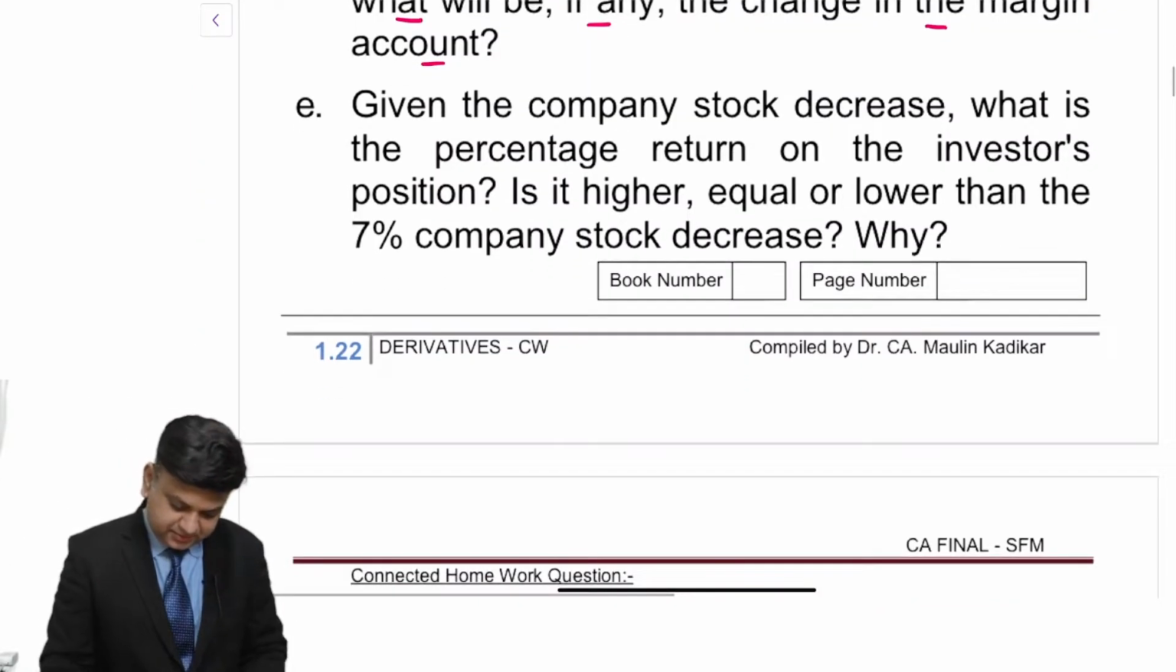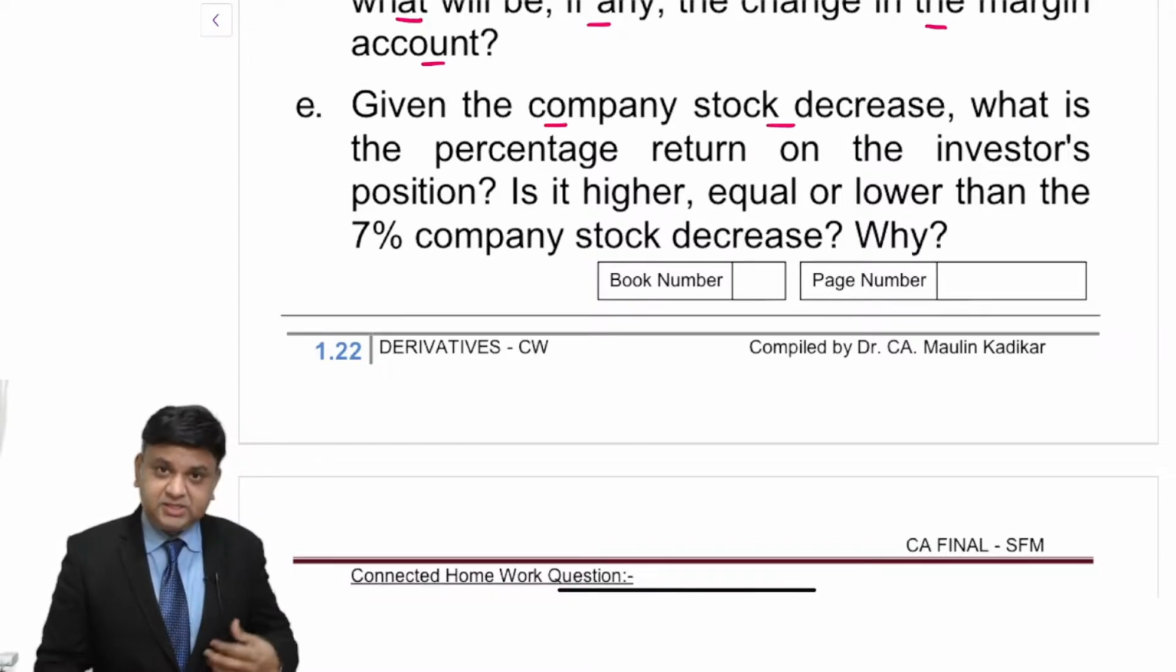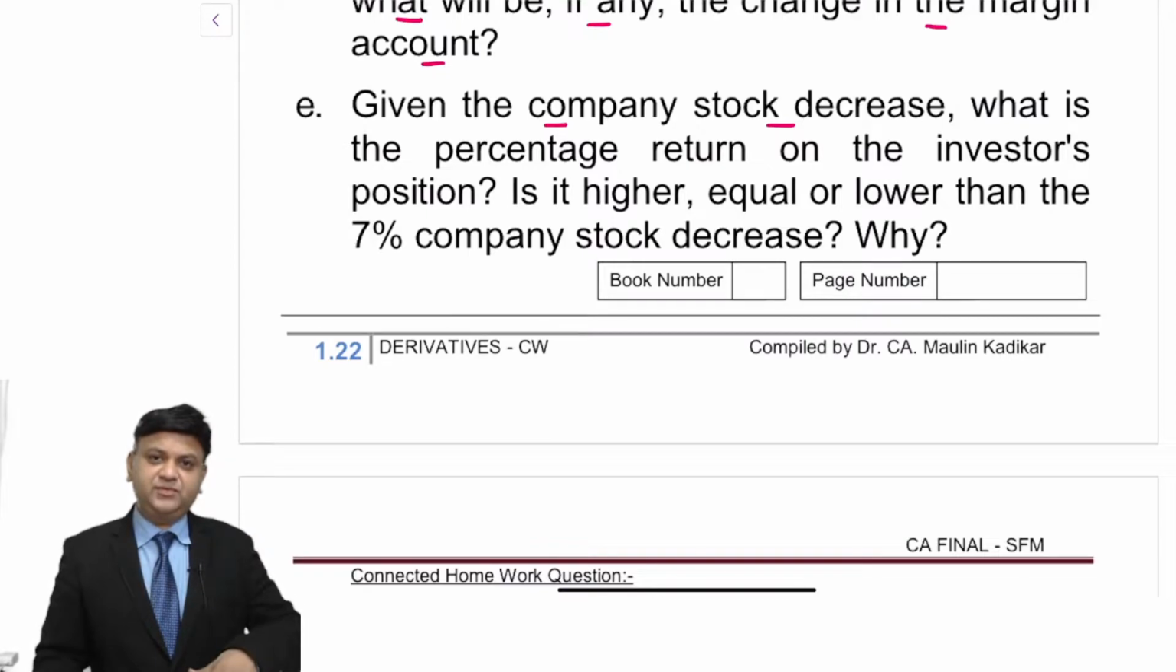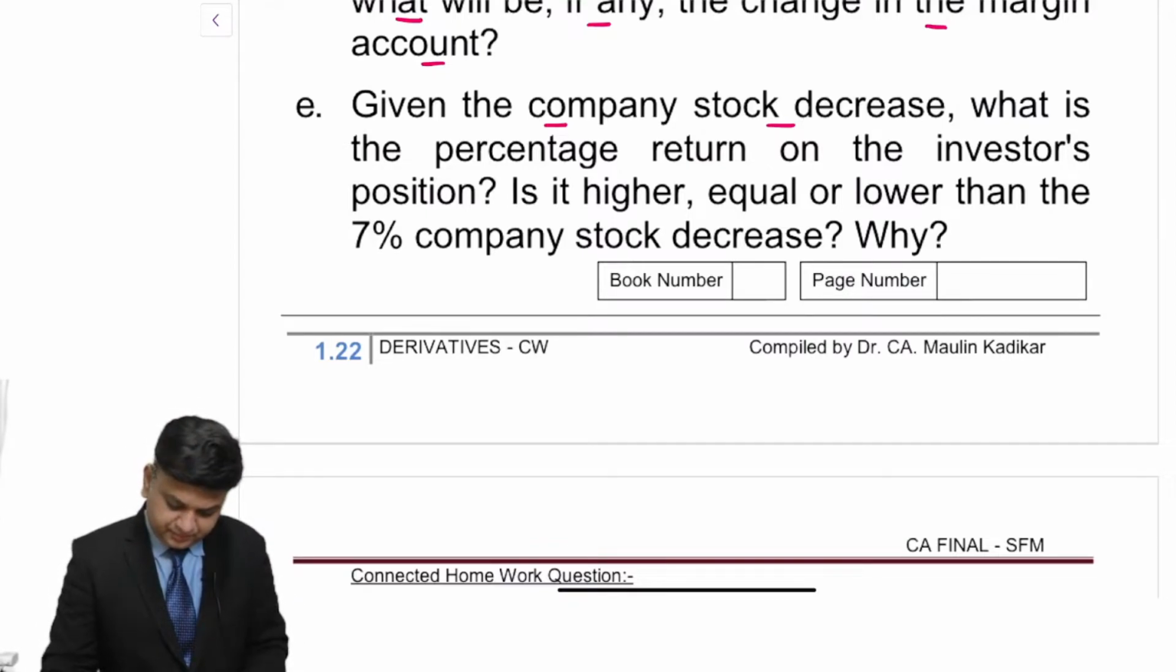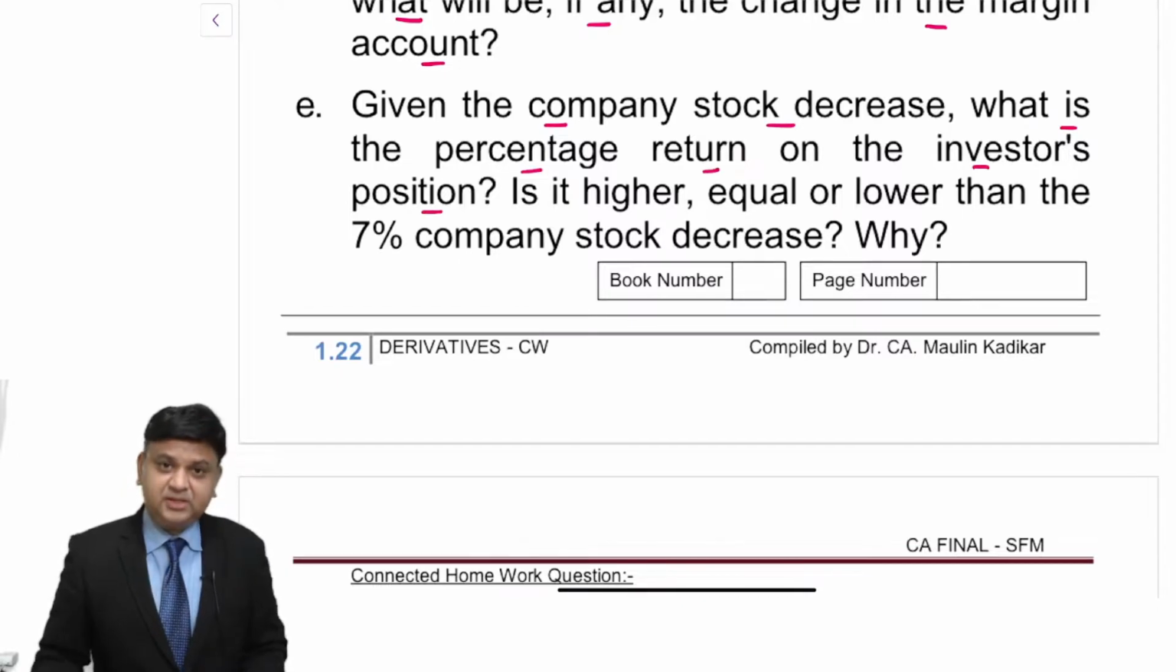Next question is, given the company's stock decreases, means if at all the price of the security falls down, what is the percentage return on the investor's position? Is it higher, equal or lower than 7% company stock decrease, and why? That is a question.